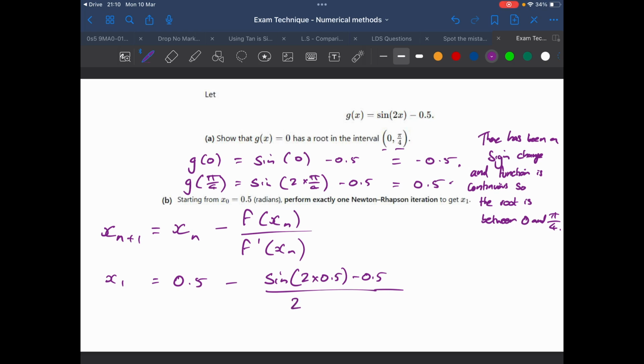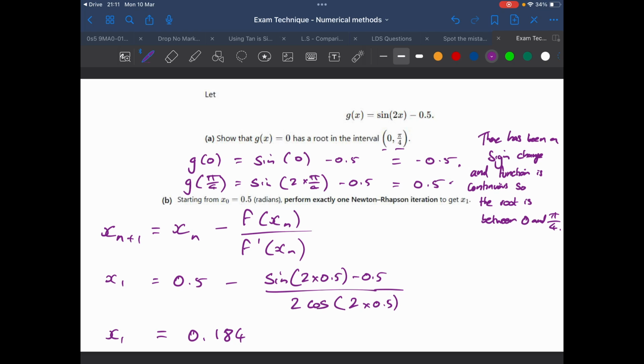So let's do all of that. It is 2 cos 2x, so 2 times 0.5. Very easy to make a mistake on those bits there. Now we just need to make sure that we're in radians mode on our calculators. And we need to just type it in. So that's sine 1, 2 cos 1. Okay, there we go. So I get for x1 0.184 to 3 decimal places.